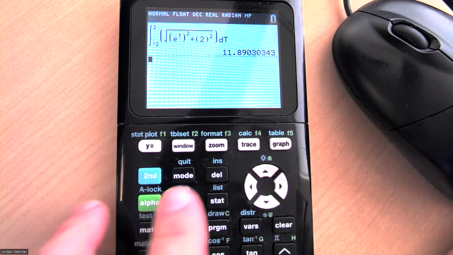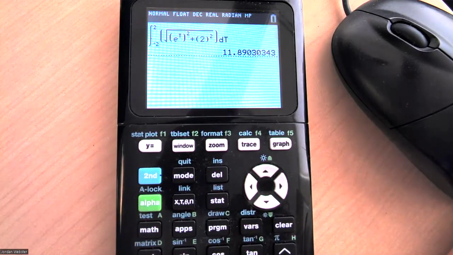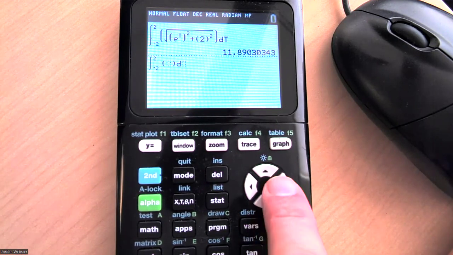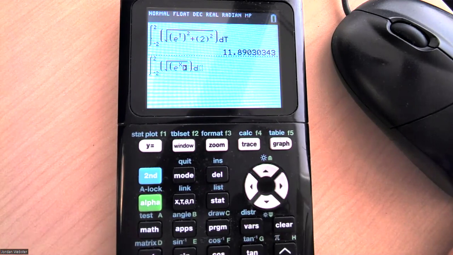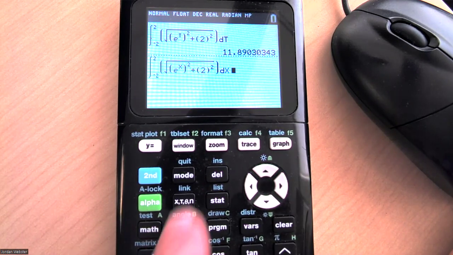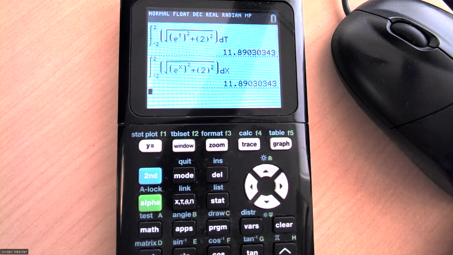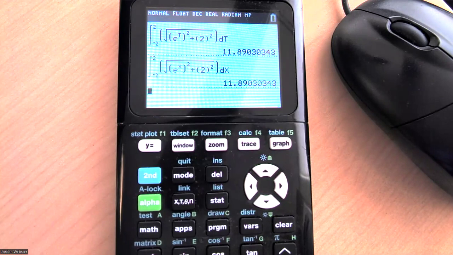Okay. If you don't want to switch into parametric mode, you can always do function mode and do the same thing, and just use whatever variable pops up. In function mode, that's just going to be x. But it doesn't matter which variable you plug in, your calculator is doing the same thing, and you get 11.89.